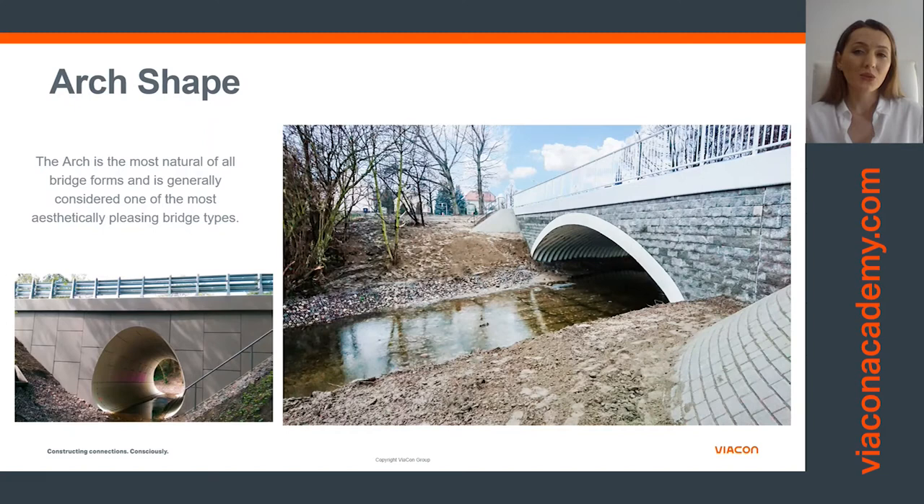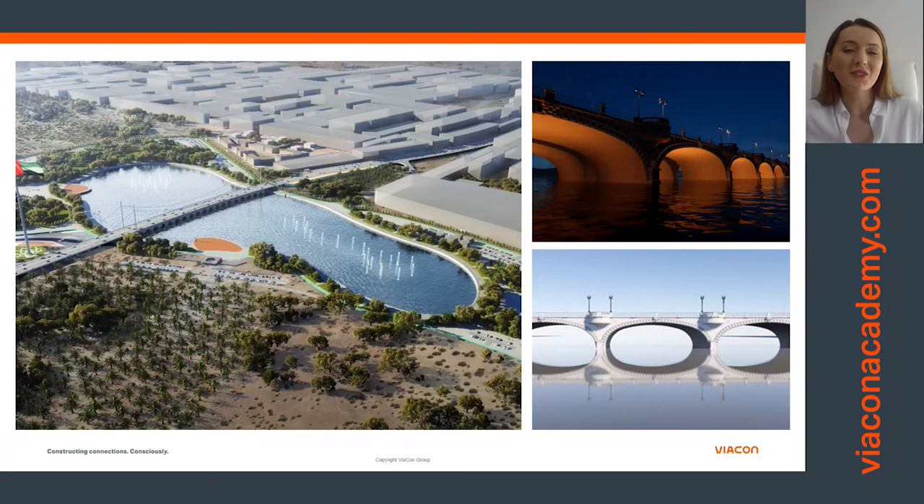Arches and closed-shaped structures offer opportunities for architectural expression due to their elegant shape. The arch is the most natural of all bridge forms, and it is generally considered one of the most aesthetically pleasing bridge types. I'm showing here a design example from the United Arab Emirates, where ViaCon arch structures are part of a beautifully designed lagoon landscape.